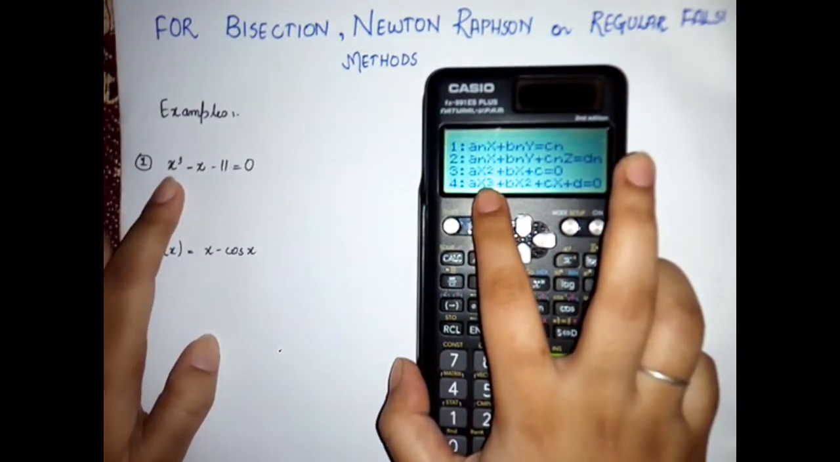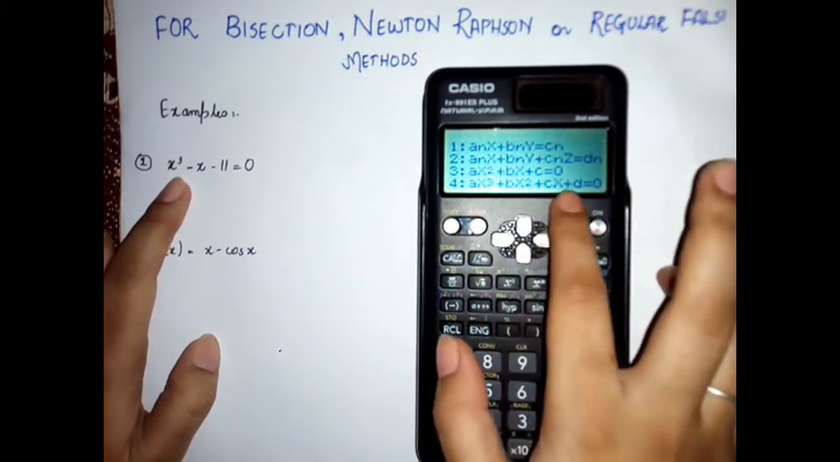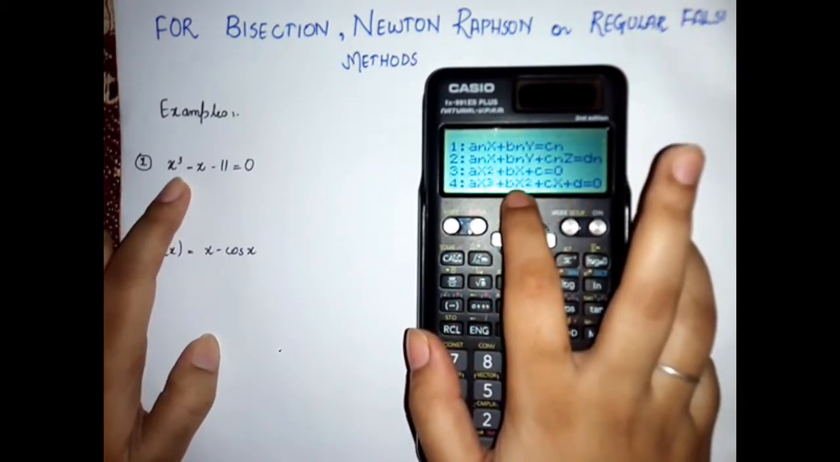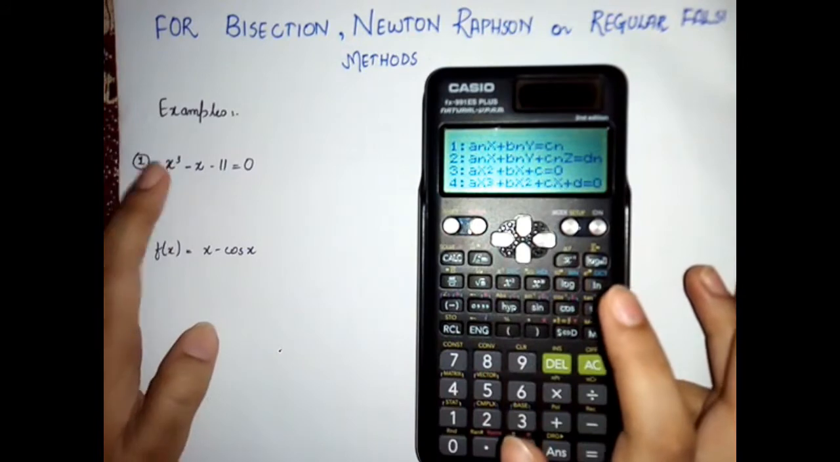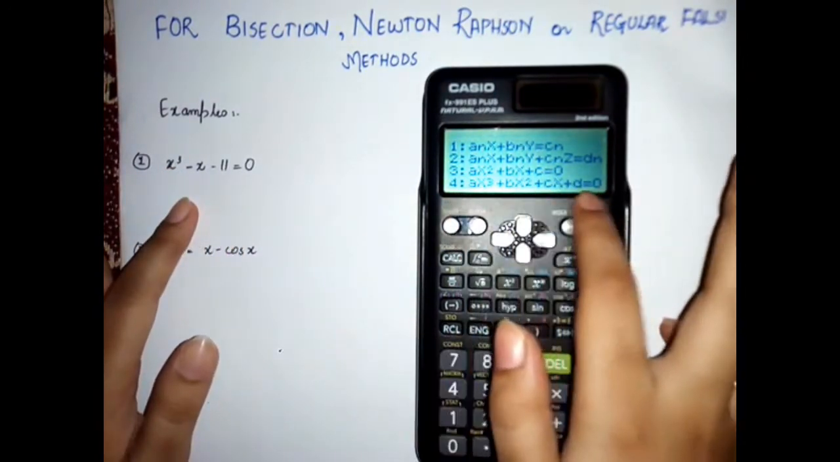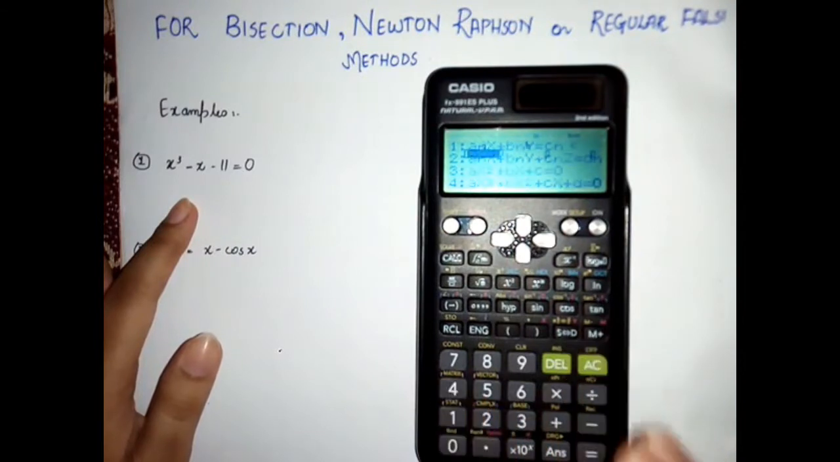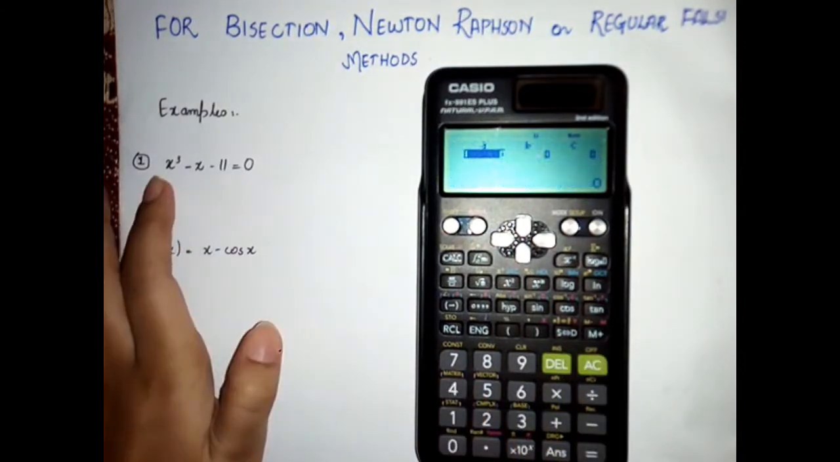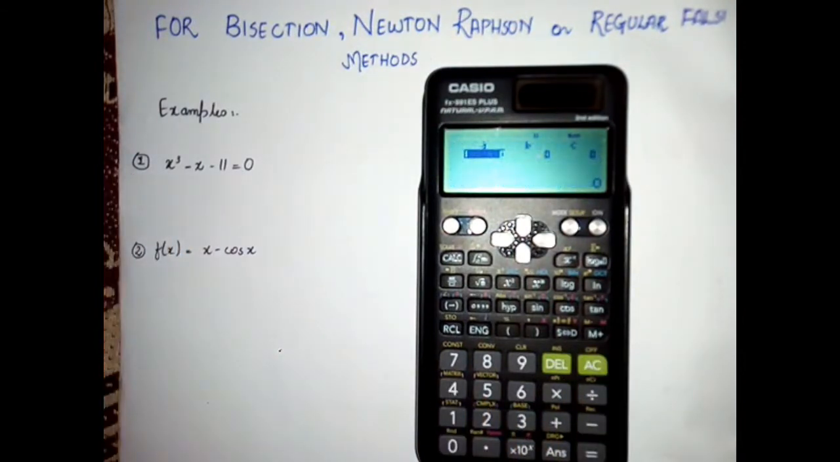I have x cube. In this equation I don't have the term of x square, meaning the x square coefficient is 0, but I know that this form of equation must lie in the number 4 type, right? So I'm selecting the fourth. Now here come A, B, C, D. A, B, C and D are the coefficients. I have to enter the coefficients, right?